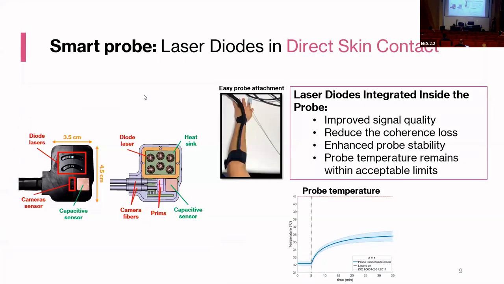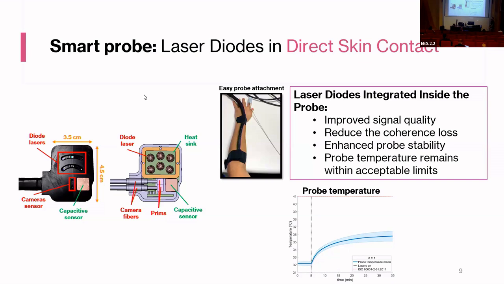Another important aspect is the probe. The probe itself has all the components integrated inside. So we have diode lasers right there with the heat sinks. We have the camera fibers. And we also have the capacitive sensor to improve the signal quality and to make sure that the attachment of the probe is done right. You have the example picture over here with the pulse oximeter and the probe connected from the device.